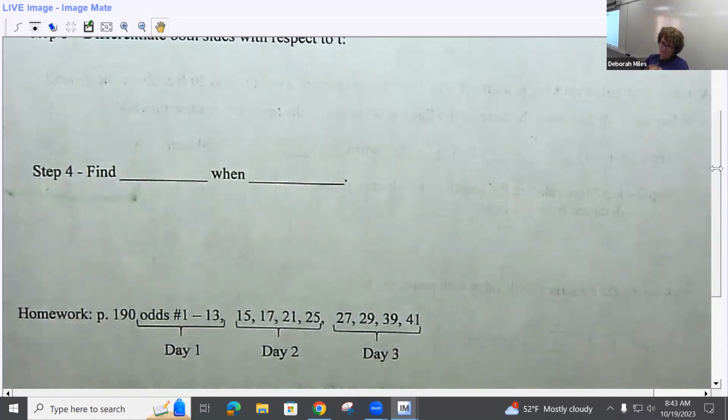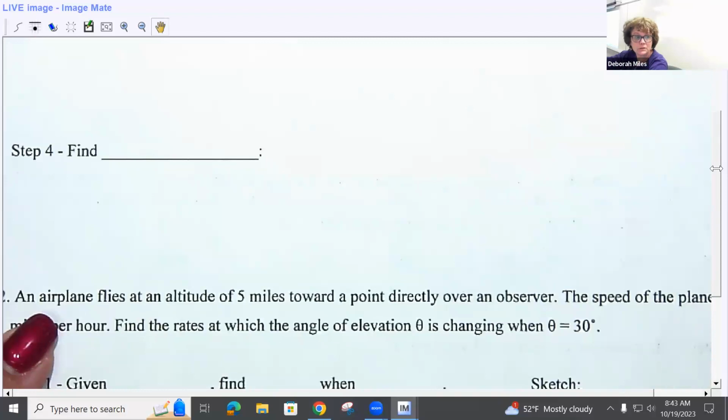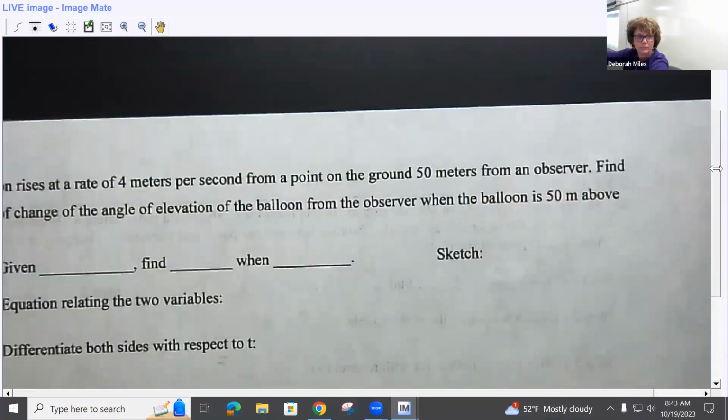Both number 40 and 42 are asking something about an angle of elevation. I tell you what, we may set up both of them, but not finish them. That way we'll at least have an idea of how to set up these angle of elevation problems. All right, number 40.